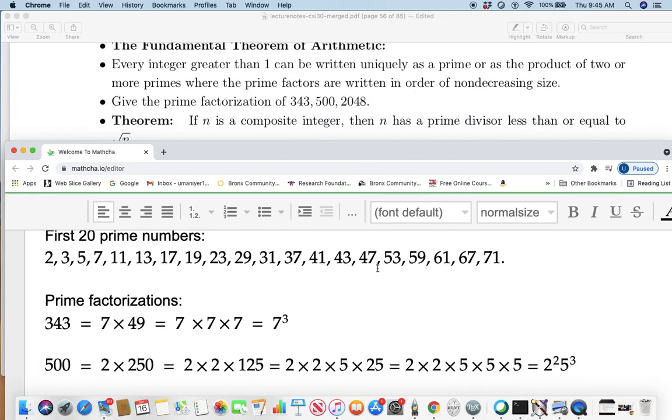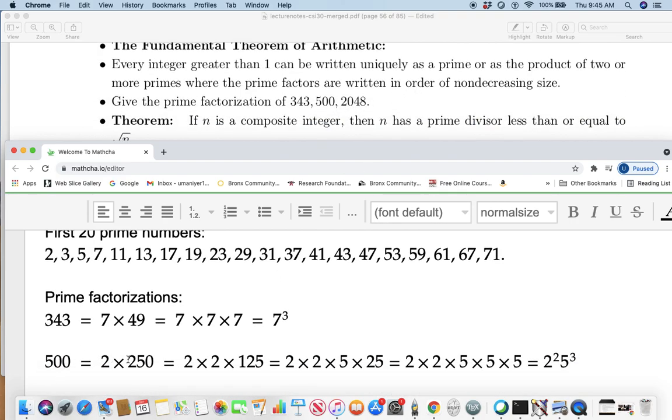Next, 500. 500 is 2 times 250. Notice I start with the smallest prime, which is a factor, 2. Again 2 goes here. 2 times 125. In 125, 5 is a factor. In 25, 5 is a factor and you are done. 2 to the power 2, 5 to the power 3. Notice my primes are written in increasing order and the powers are written.